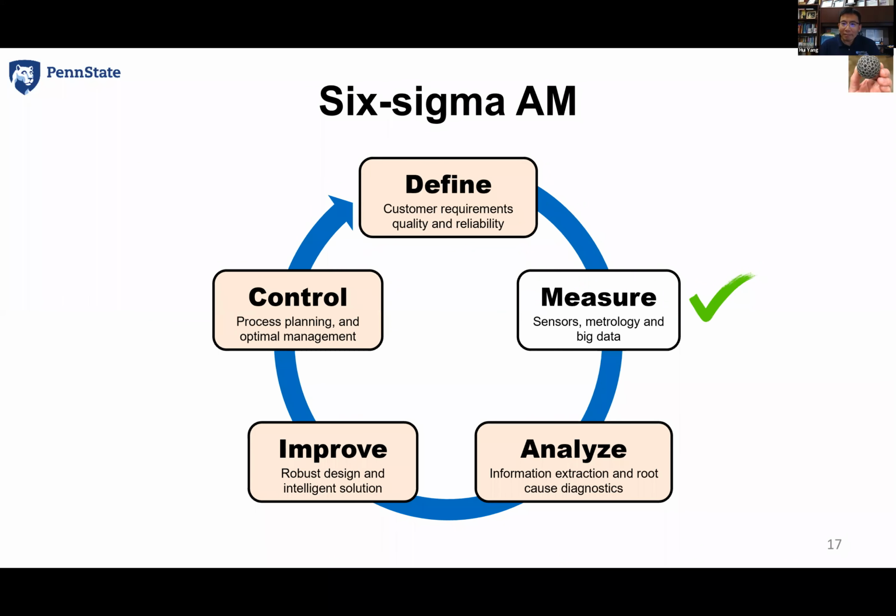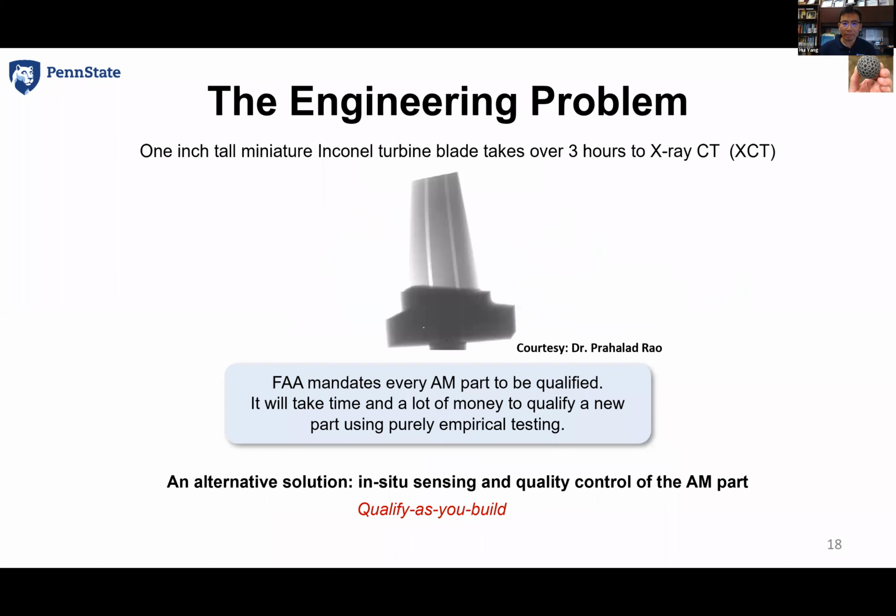So now we have gone through the quality challenge in AM that is different from traditional manufacturing. Now, how do we measure the data, and what kind of sensors do we use?